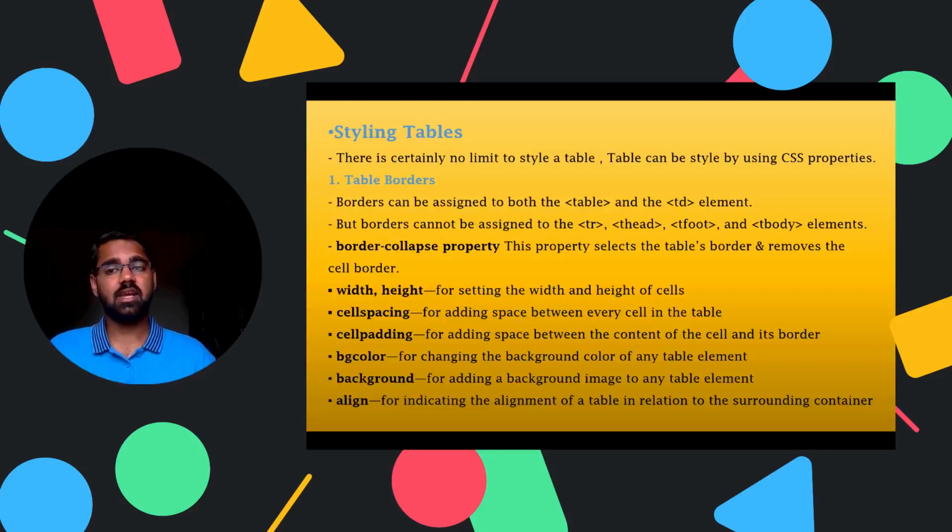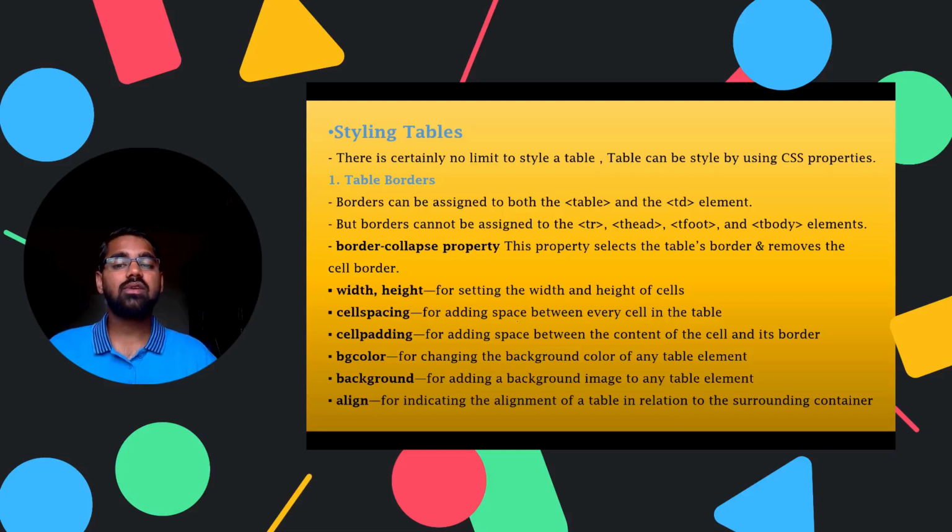Now, styling tables. There is certainly no limit to how you can style a table. A table can be styled by using CSS properties. Number first, we have table borders. Borders can be assigned to both the table and the td elements, but the borders cannot be assigned to the tr, thead, tfoot, and tbody elements. Border-collapse property: this property selects the table's border and removes the cell border.